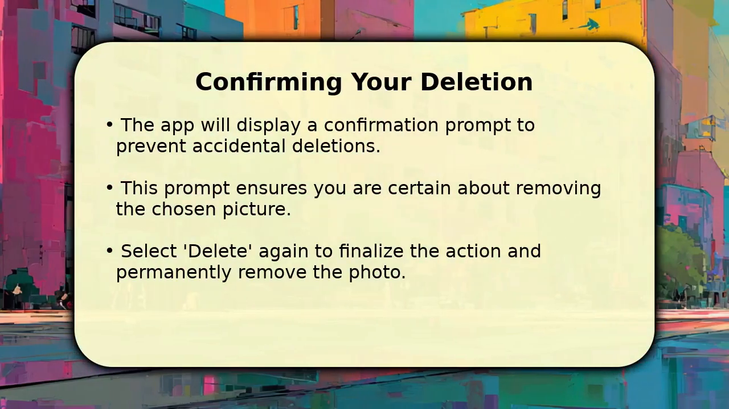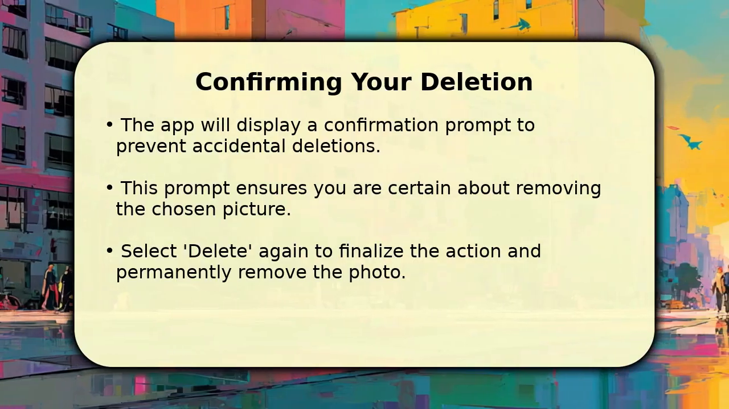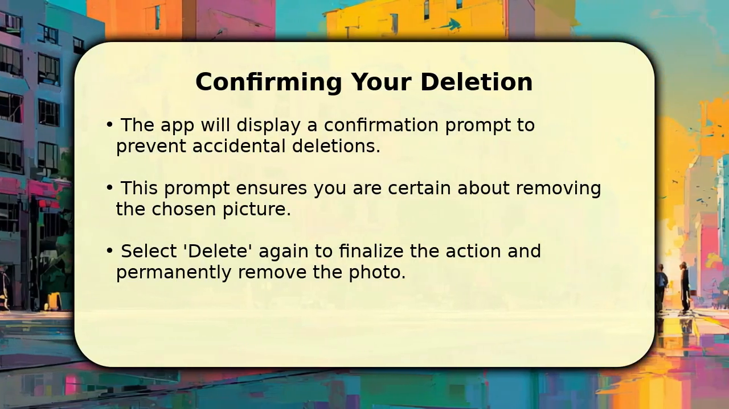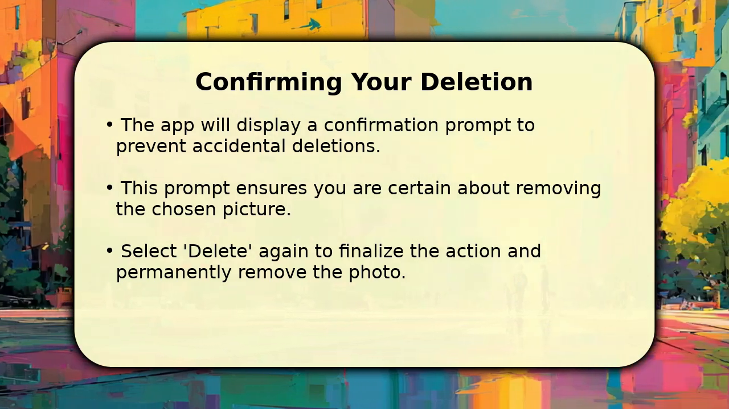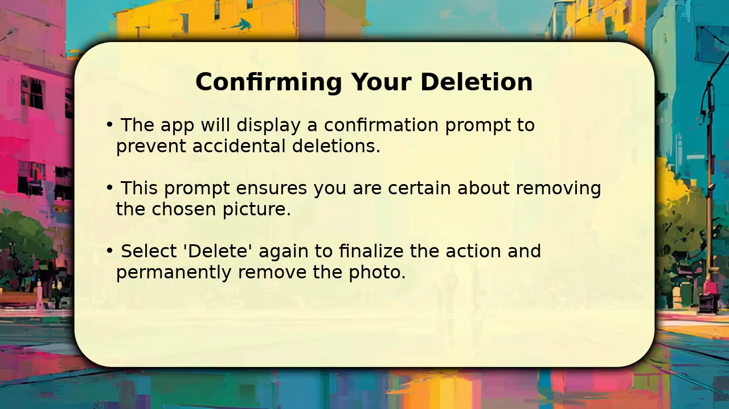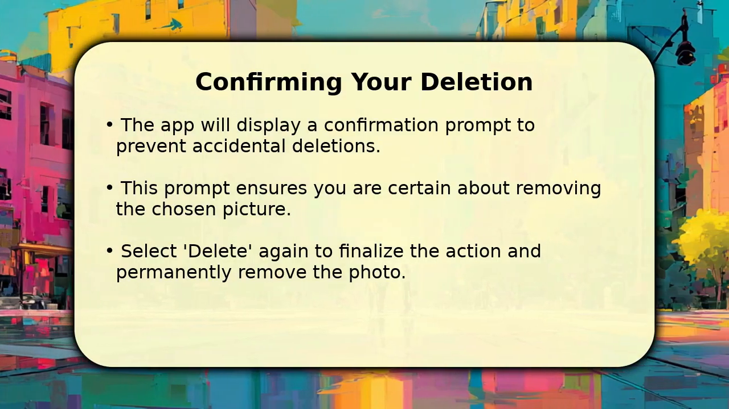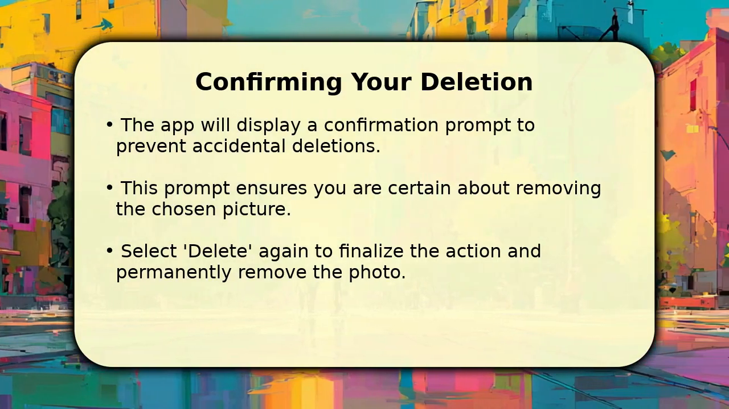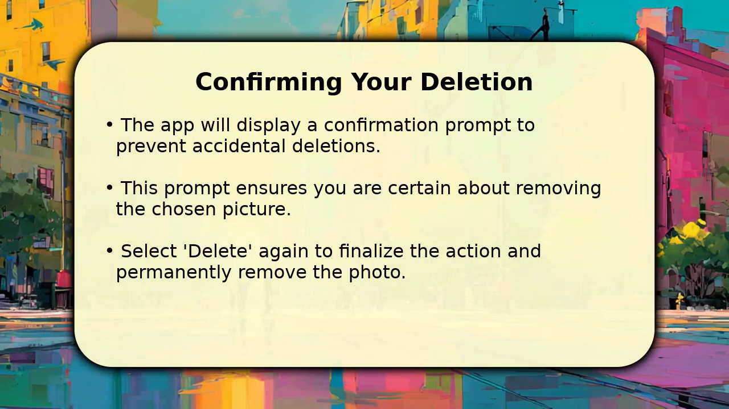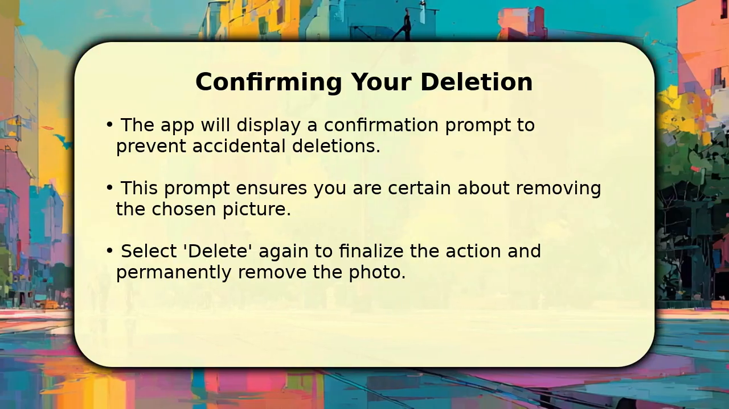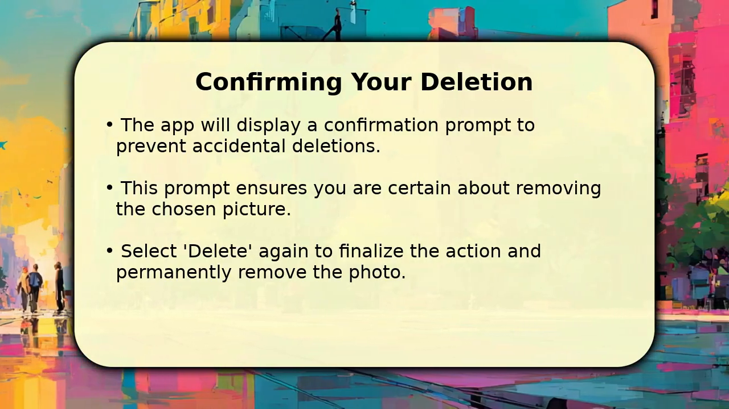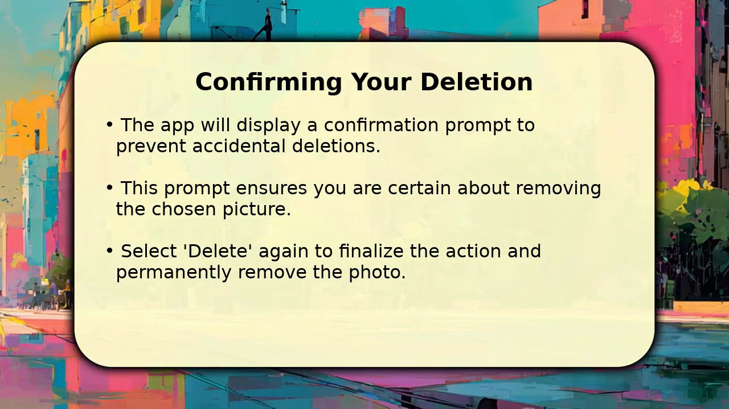Once you select the Delete option, the Locket app will present you with a crucial confirmation prompt. This step is designed to act as a safeguard, ensuring that you do not accidentally remove any cherished memories. Take a moment to read the message, which will typically ask you to confirm your decision. To proceed and permanently erase the picture from your Locket feed, simply tap Delete one more time on this confirmation screen, completing the process effectively.